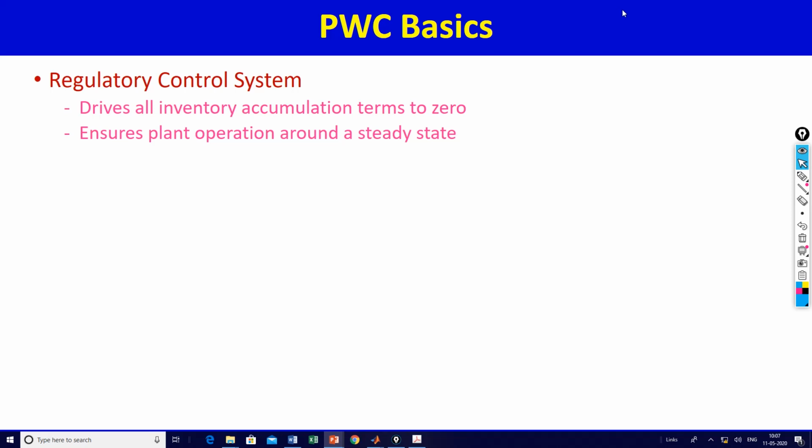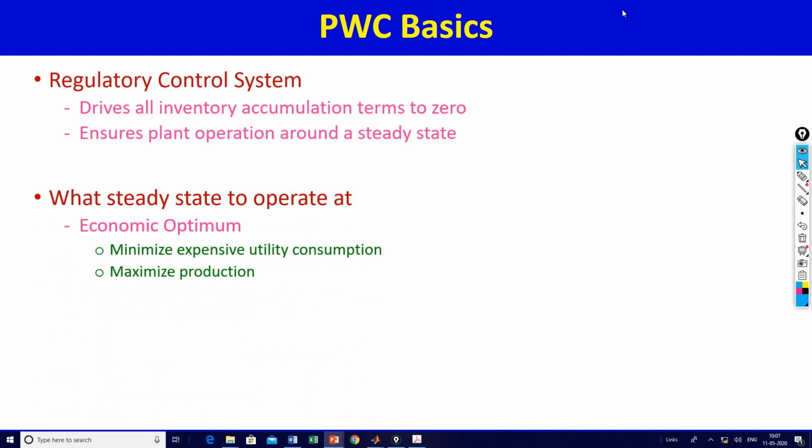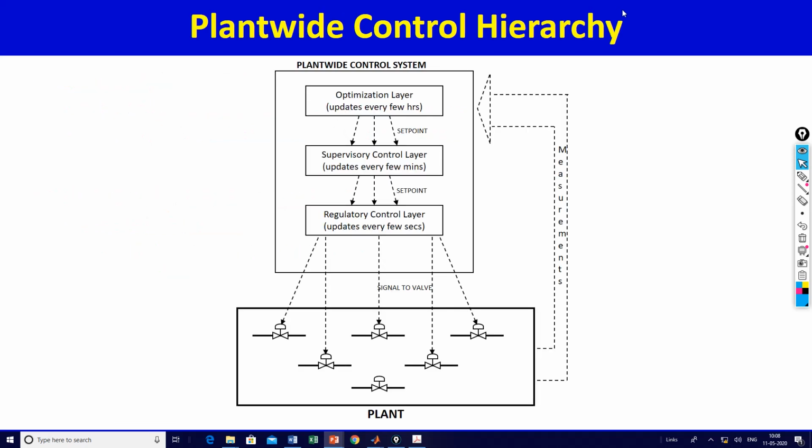Now, given a robust regulatory control system that ensures steady process operation, the next question that you ask is, what steady state should I operate at so that my operation is economically optimal or near optimal in some sense? And these economic optimum criteria typically could be minimizing expensive utility consumption or maximizing production and so on and so forth. And this is typically implemented in a layered fashion in a plant-wide control system for a plant.